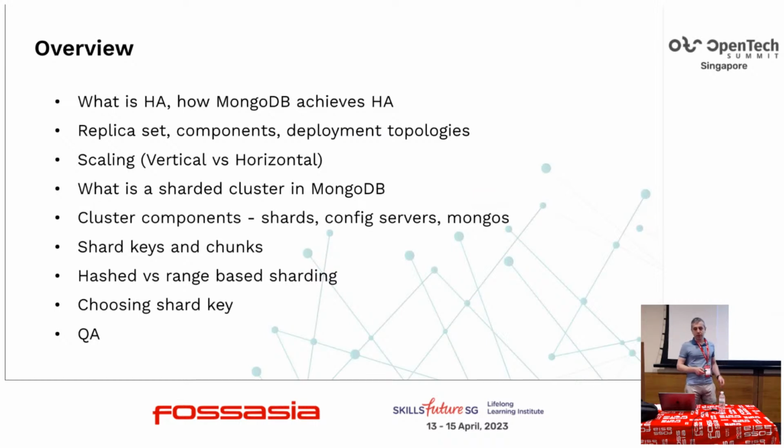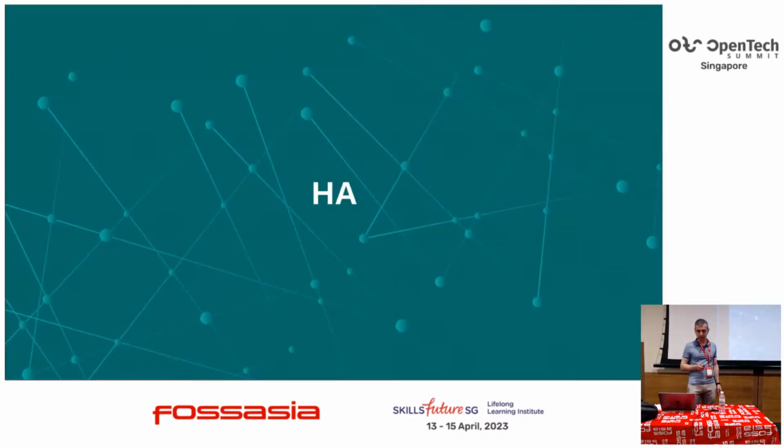So in this session today, we will start with MongoDB high availability and how MongoDB achieves it, and discuss a little bit about replica sets, their components, and deployment topologies. Then we'll move into scaling, horizontal and vertical scaling. What is a sharded cluster in MongoDB and its components? And at the end, we'll see what the sharding strategies with MongoDB are. So let's start with high availability.